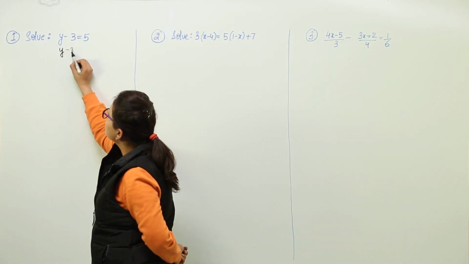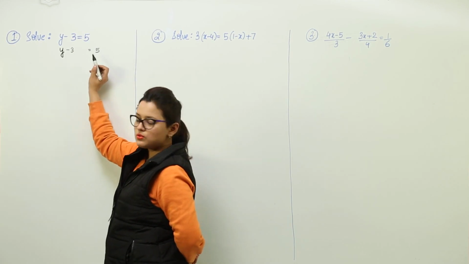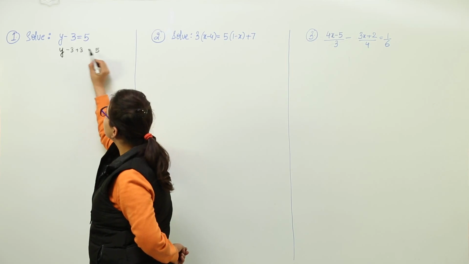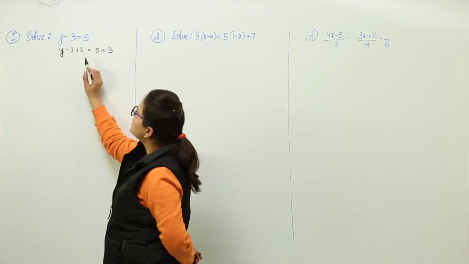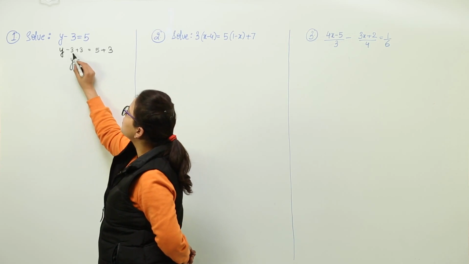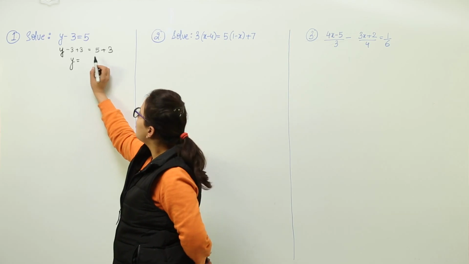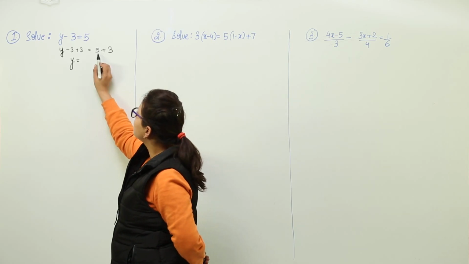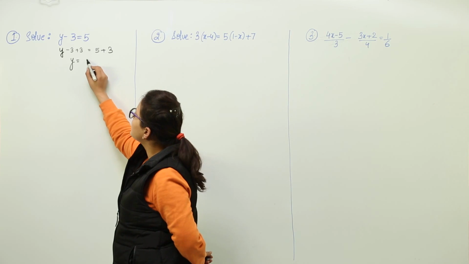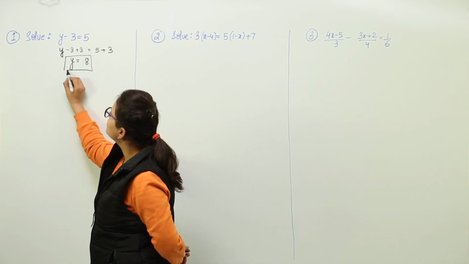y minus 3. Now you can add the same number to both sides, right? So what I'm going to do, I'm going to add 3 on both sides. If I add 3 on both sides, this will become y, because minus 3 and plus 3 have become 0 only, I am not writing them. On the right hand side we have y equal to 5 plus 3, that is equal to 8. So now y has come equal to 8.